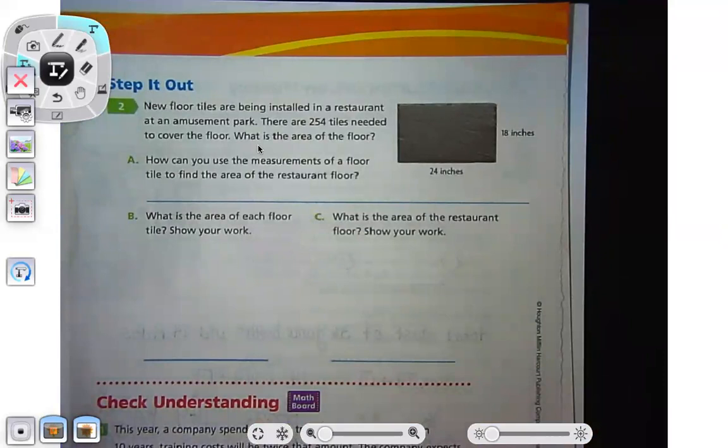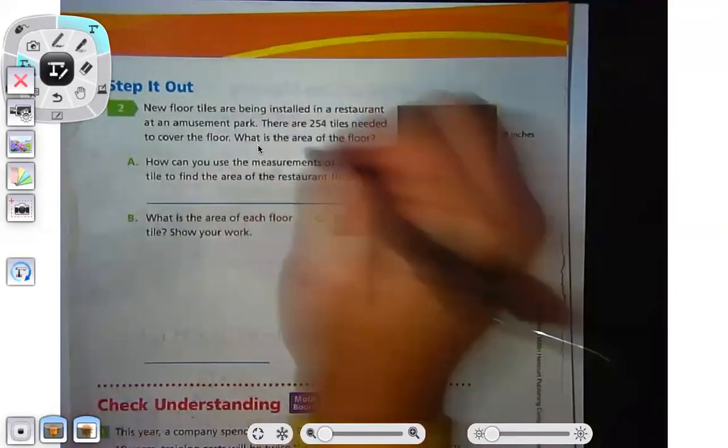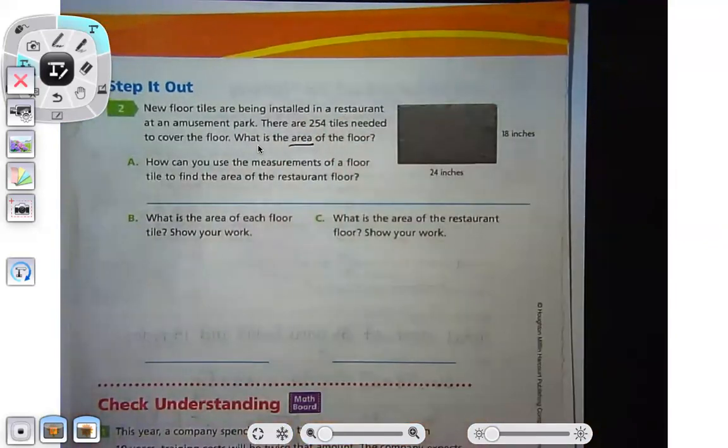Number 2 says new floor tiles are being installed in a restaurant at an amusement park. There are 254 tiles needed to cover the floor. What is the area of the floor? We haven't talked about that word yet, but hopefully you remember it from 3rd grade and 4th grade. How can you use measurement of the floor tile to find the area of the restaurant floor?